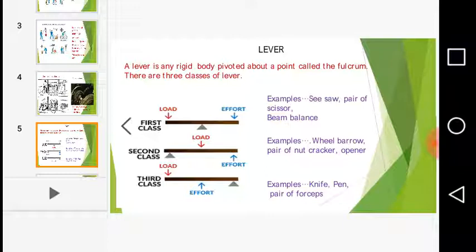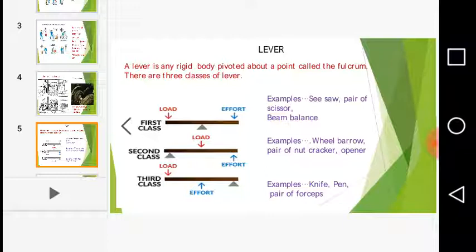Now, the second-class lever. These are levers having the load between the effort and the fulcrum. Wheelbarrow, pair of nutcrackers, and bottle top openers are good examples of second-class lever.